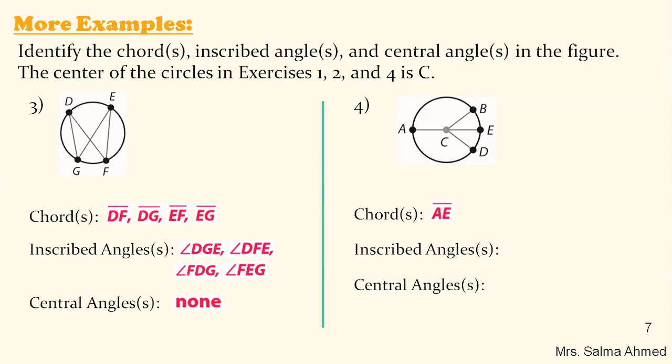What is the inscribed angle? An inscribed angle is formed by two chords. So here I don't have two chords to form an angle, so I don't have any inscribed angles. For the central angle, we have many. We have ACB, this obtuse one. We have another one down, obtuse, ACD. We have ACE, which is the diameter. It's a straight angle, 180, and it's called a central angle. We have angle BCE and angle ECD.